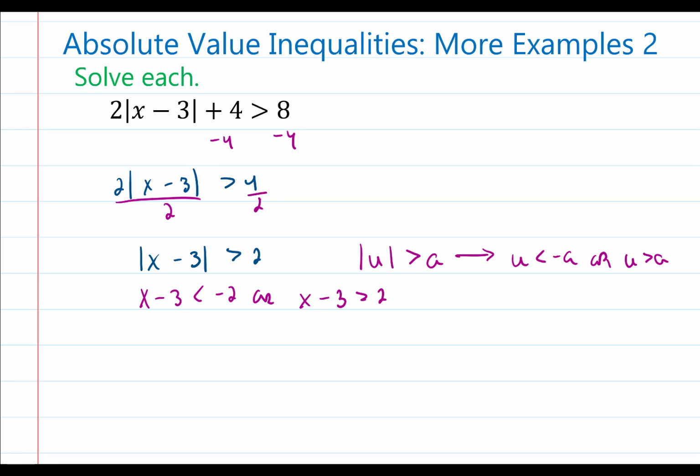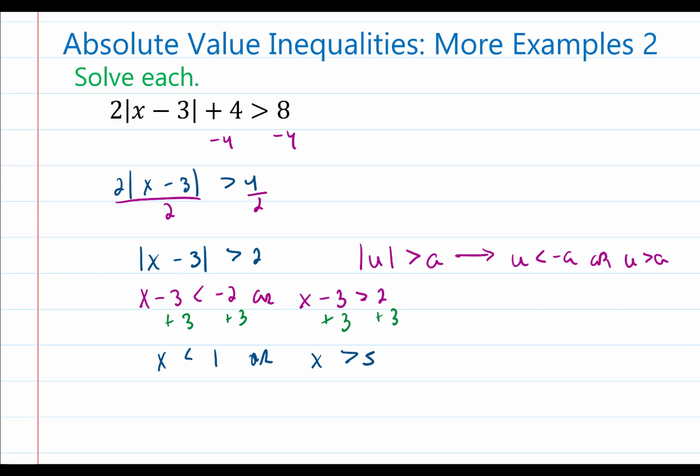We now keep going and solve this compound inequality for x, and we will do that by adding 3 to both sides of both inequalities. This now gives us x is less than positive 1, or x is greater than 5.